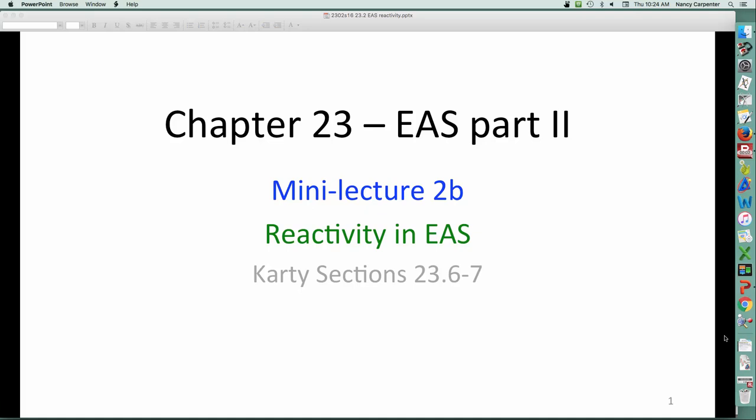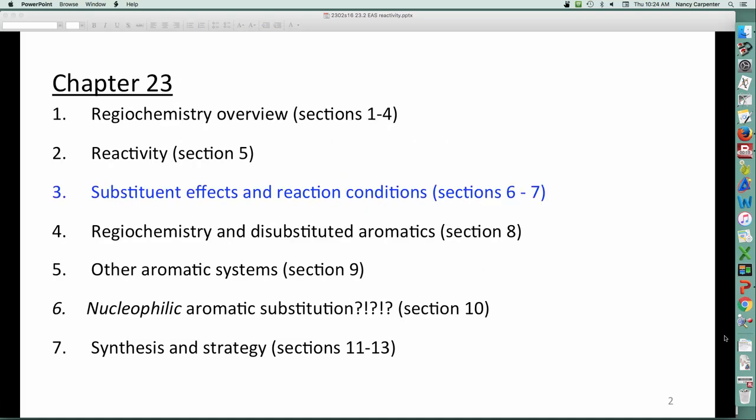All right then, let's continue on our electrophilic aromatic substitution odyssey and look at some interesting subtleties. We have already learned the basic mechanism in chapter 22, and the big overview on regiochemistry and how the substituents impact both regiochemistry and reactivity in the earlier sections of this chapter. So now we're going to look a little bit more deeply, and I think this mini lecture will help you understand even better what's going on when that aromatic nucleophile meets some big honking electrophile.